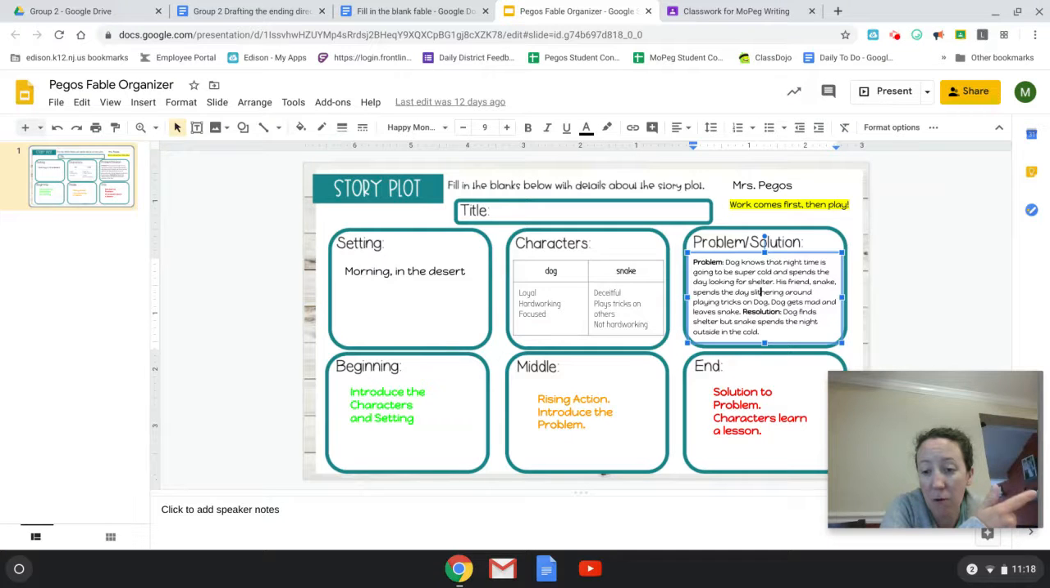My setting is the morning in the desert. My characters are a dog and a snake, and I said dog was loyal, hardworking, and focused. Snake is deceitful, plays tricks on others, and is not hardworking.